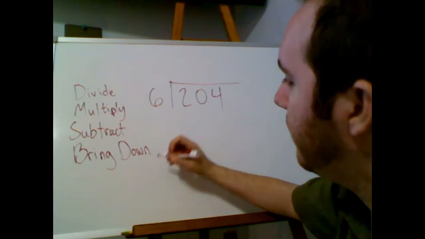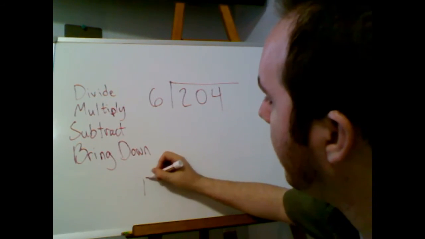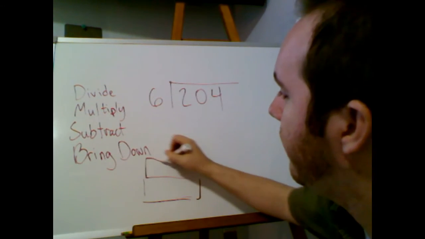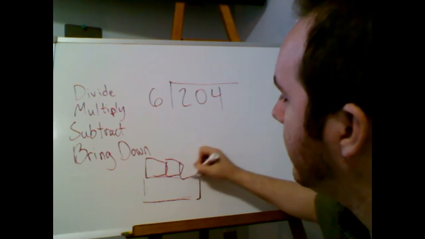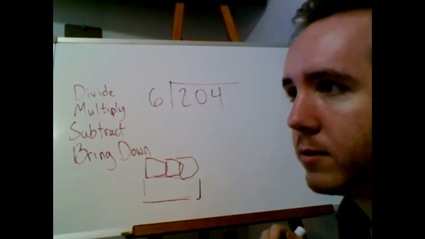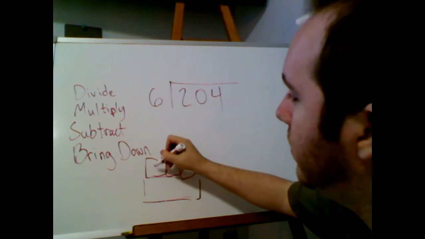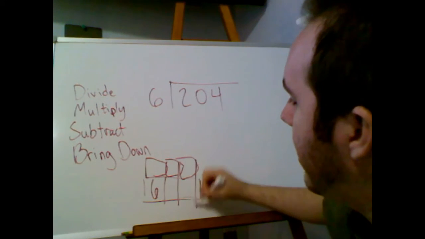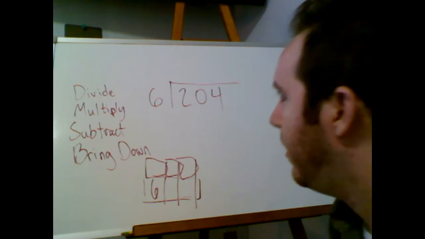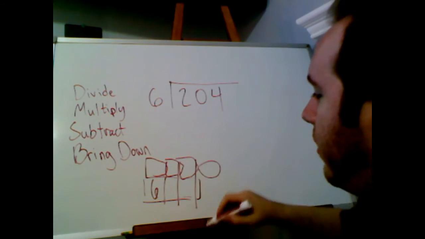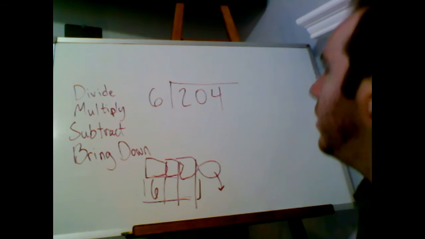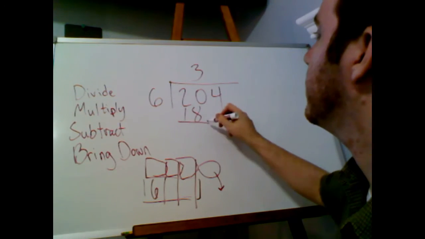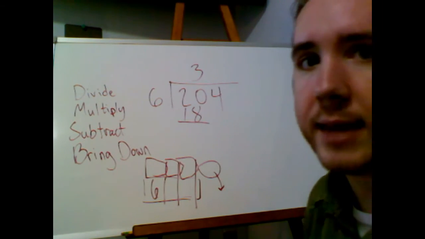What we mean by that is, if you draw a bar that's 20 long, we'll fit 6 in 3 times before we run out of space, right? So that's 6, and then that's 12, and then that's 18. And if you go any further, we'd spill over the edge. So 6 fits inside of 20 3 times. So that's 18. That's our multiply step.